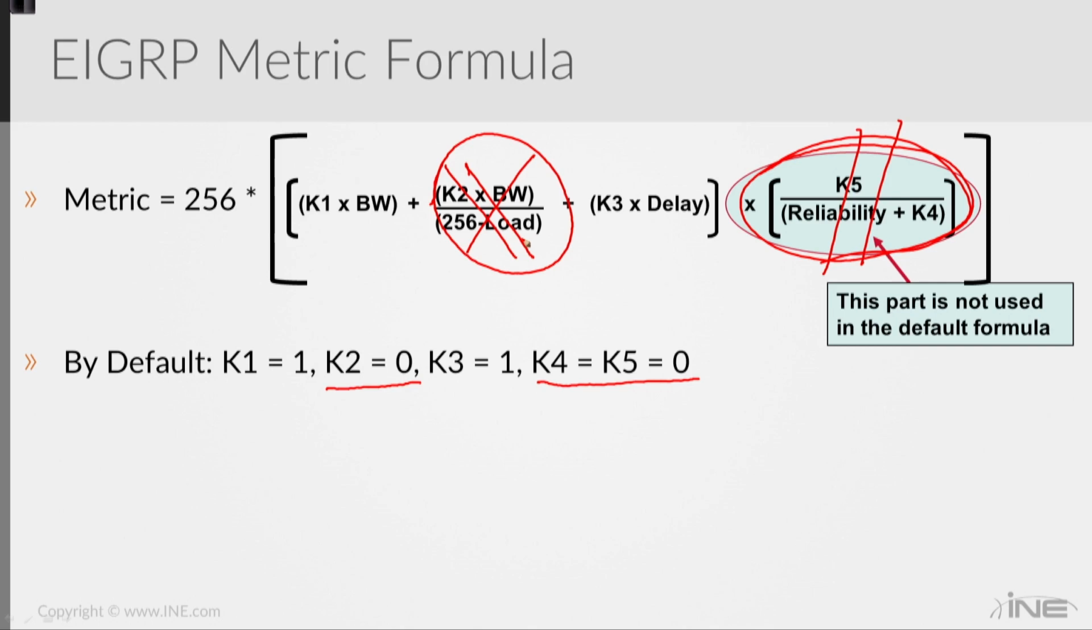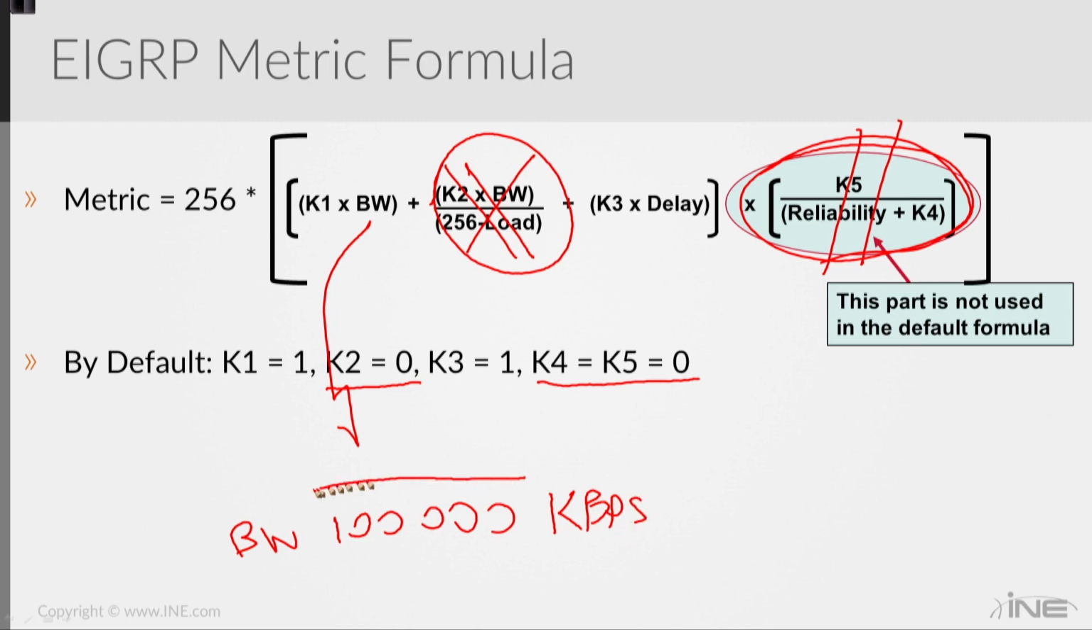So because of that, we end up with the metric being 256 times whatever the bandwidth is plus the delay. So bandwidth plus delay times 256 is what EIGRP uses as its distance. Now it's a little bit more complicated than that because, for example, bandwidth is a scaled number. In other words, I'll just do this down here. If my bandwidth, and you don't have to memorize this, so don't worry about that, if my bandwidth was something like that in kilobits per second, EIGRP will actually take that and divide it by some number.